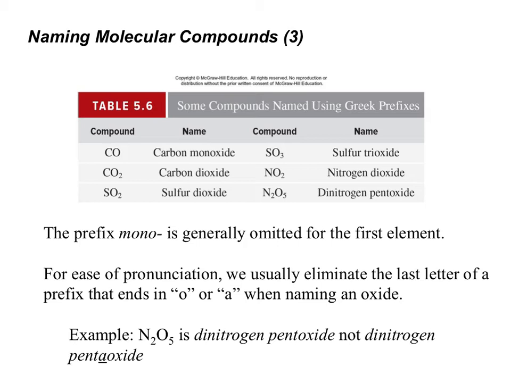For ease of pronunciation, we usually eliminate the last letter of a prefix that ends in O or A when naming an oxide. So for example, N2O5 is dinitrogen pentoxide, not dinitrogen pentaoxide. All in the purpose of simplification of pronunciation.